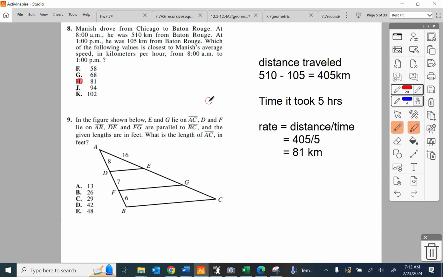Number 9, geometry. In the figure shown below, points E and G lie on line segment AC. Points D and F lie on segment AB. DE and FG are parallel to BC, and the given lengths are in feet. What is the length of A to C in feet? I have to know this length and this length. I should be able to do this using proportional reasoning. 8 should compare to 7 as 16 compares to the unknown. I don't know why I wouldn't be able to do that.